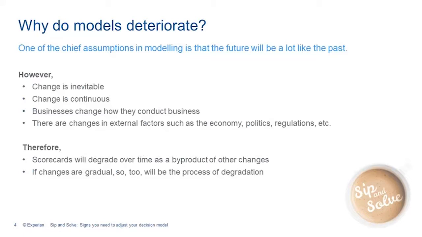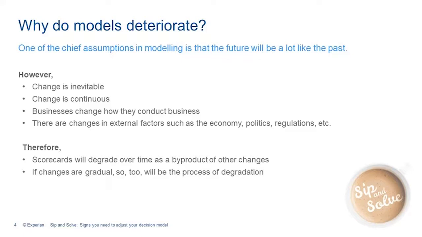Businesses do change how they conduct business over time. So you may change a policy, and that may impact the model. And there are changes in the external factors, such as the economy, politics, regulations, etc. So therefore, scorecards will degrade over time as a byproduct of these changes. But one thing to note is that changes are gradual, so also will be the process of model degradation.